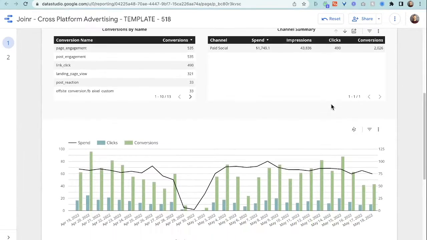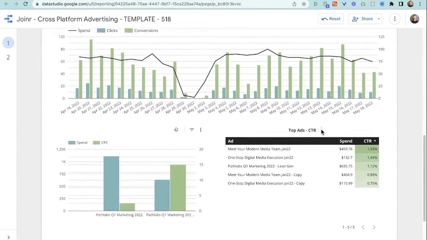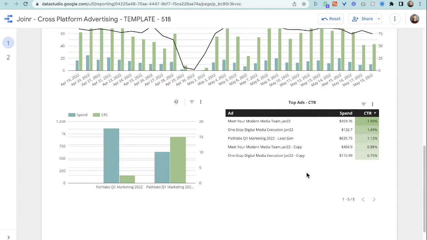Now I can analyze the daily breakdown of my spend and how it tracks against my clicks and conversions to identify both strong points and areas of opportunity. Finally, I can analyze my top ads for that channel to consider leaning into their success with increased spend or to apply learnings from the ad to other poorer performers.